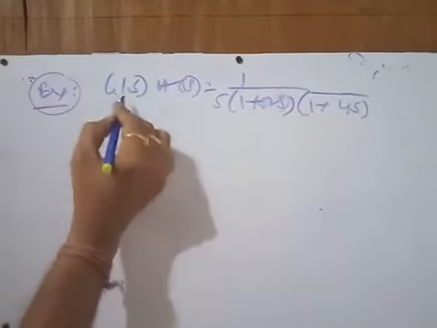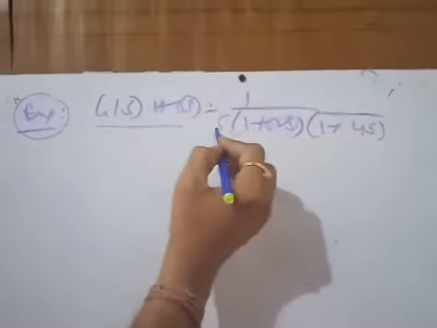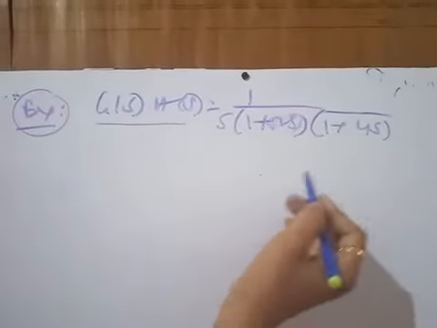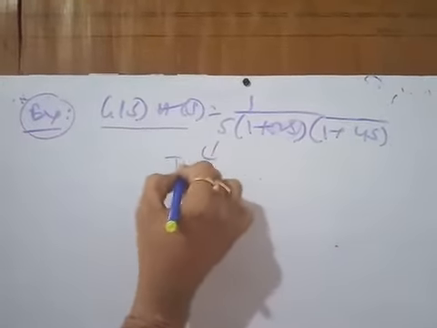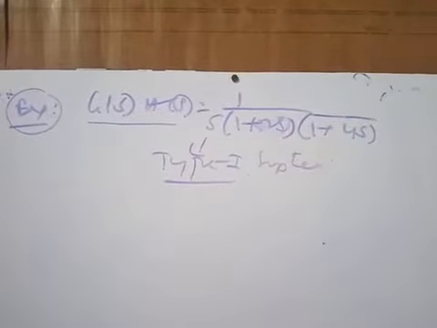We are taking one example of a GSA. That means the open loop transfer function of a system is given by 1 by s into 1 plus 2s into 1 plus 4s, as you can see. So this is a type 1 system. First of all, now step by step I am explaining what to do.